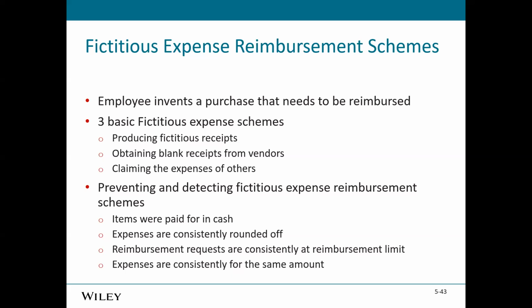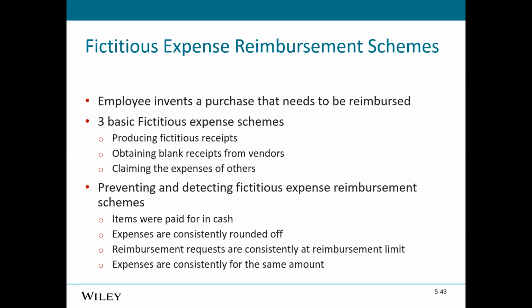We could also have fictitious expenses. So this is where we have expenses that never actually occurred. We're just making it up. So they're going to invent a purchase that needs to be reimbursed, but they really never did it. They could either produce a fictitious receipt, they could have blank receipts from their vendors, or claim the expenses of others. So someone else paid for something, like my client took me out to a meal, but I'm going to say I took her out instead of her taking me out, whatever it could be.